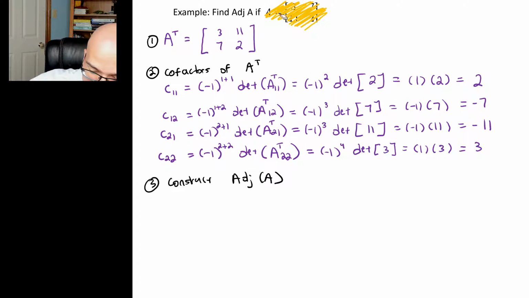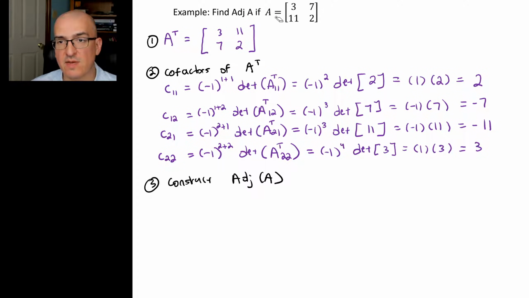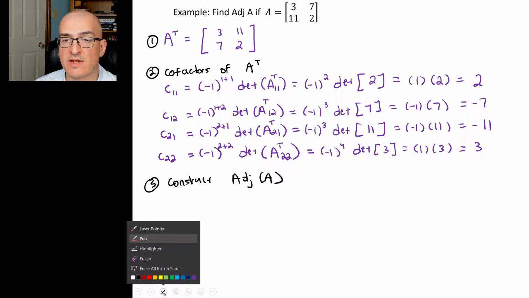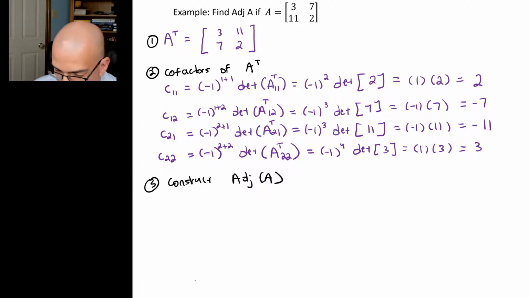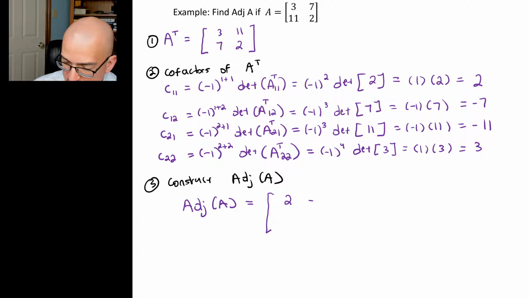Okay, I'm going to unhide A. I don't need it for the next step. And again, the only reason I hid it was that I didn't look up at the very top and make my sub matrices by crossing out A instead of A transpose. Like say halfway through a calculation, change my mind about which one's which. So adjoint of A is going to be equal to 2, negative 7, negative 11, 3. That's it.